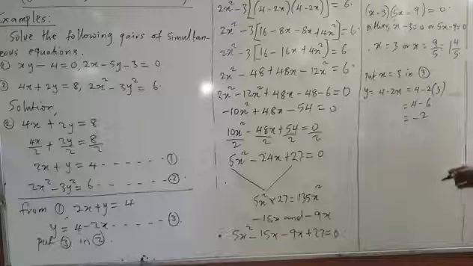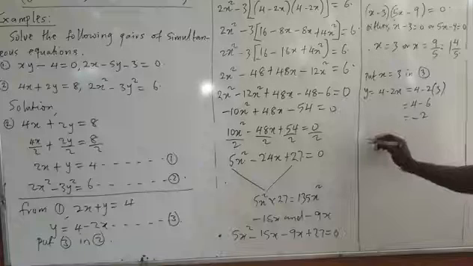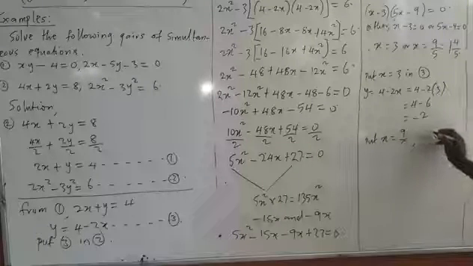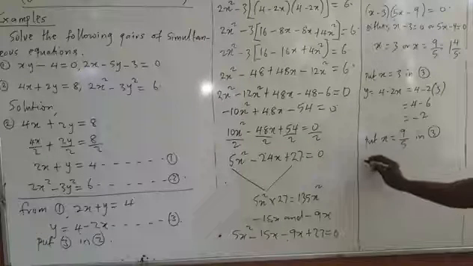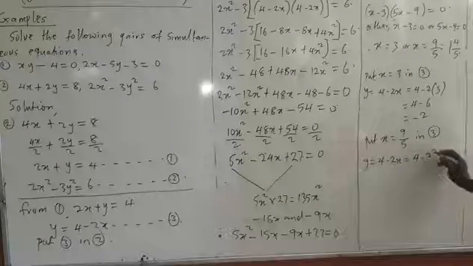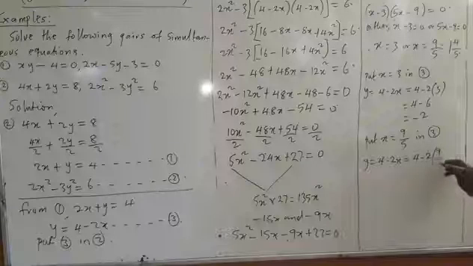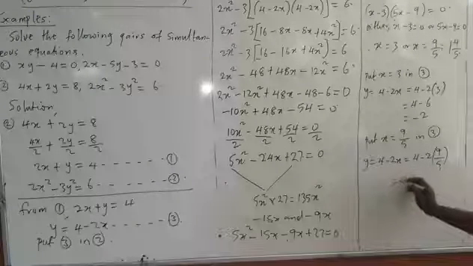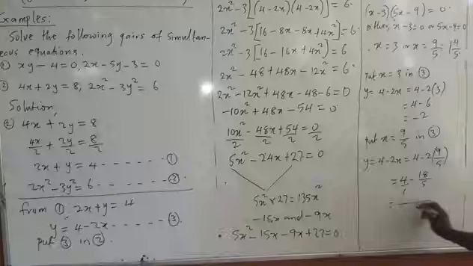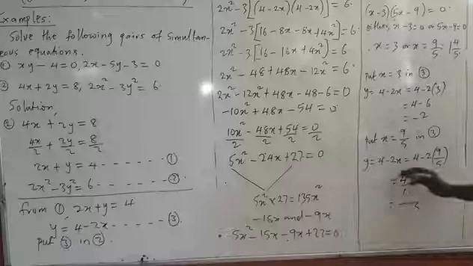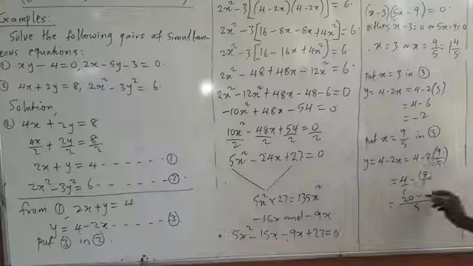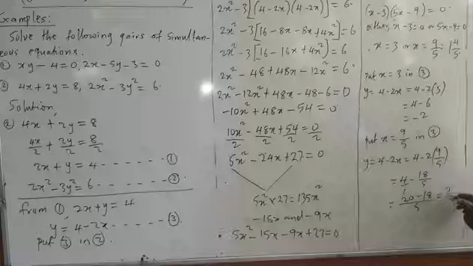Then the second value of y is when x is 9 over 5. We can also put x equals 9 over 5 in equation 3. So equation 3 is still y equals 4 minus 2x, which is 4 minus 2 into 9 over 5. So we have 4 minus 18 all over 5. The LCM is 5. 5 times 4 is 20, minus 1 times 18 is 18, which gives 2 over 5.